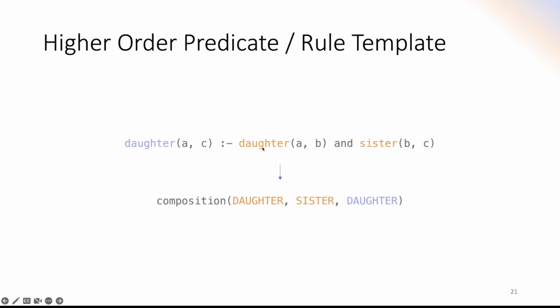And in particular, we're going to talk about some of the components of this Scallop program. Each logic rule like this, daughter's sister is daughter, is being turned into a higher-order predicate called composition. Composition means you compose two relations and then derive another relation. In this case, we're composing daughter and sister, and that result is a daughter.